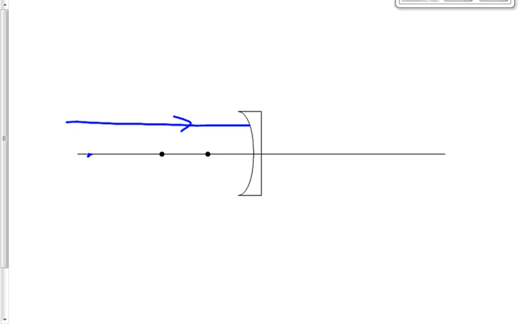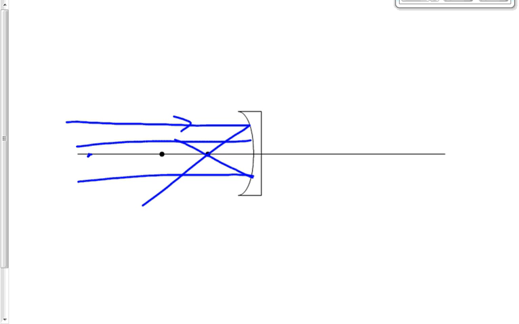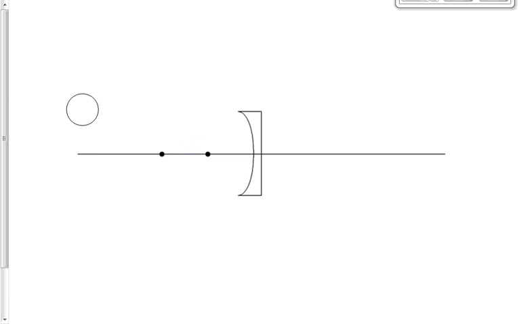So this one is going to converge at the focal point. This one is going to converge at the focal point. This one is going to converge at the focal point. All rays parallel to the principal axis will converge at the focal point. If this is the focal point right there where those rays converged, what's that second dot? What's the significance of this one right here? Yeah, it's the center of curvature.